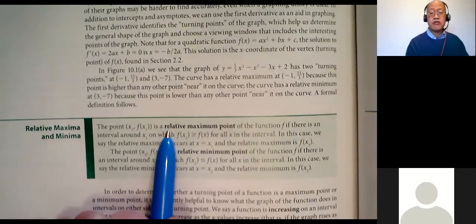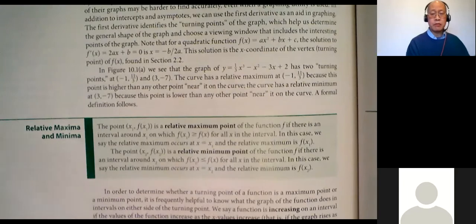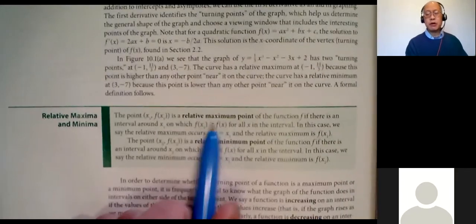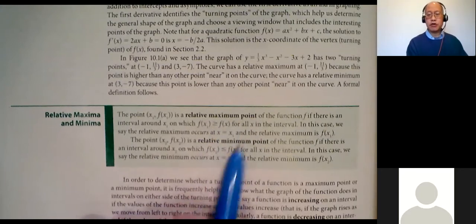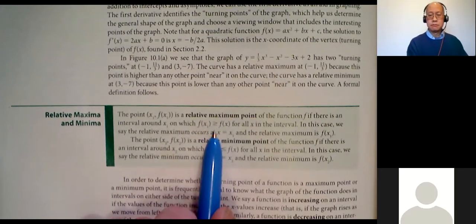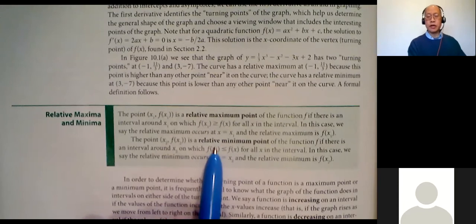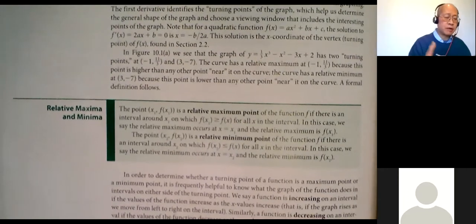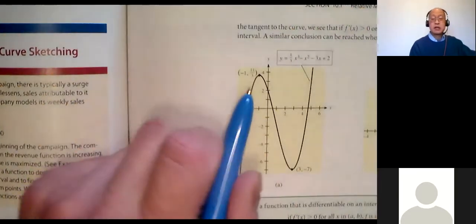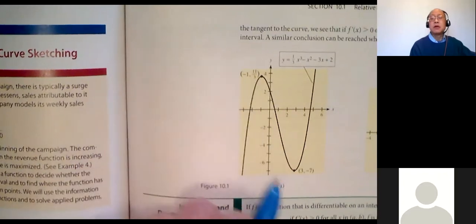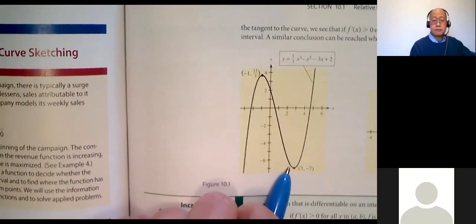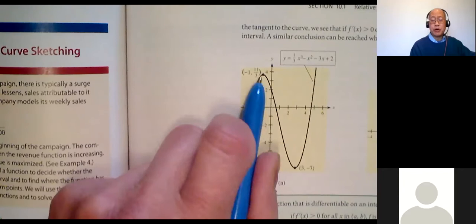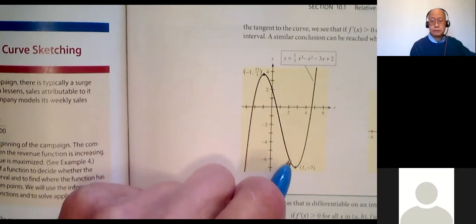Relative maximum, relative minimum, page 630. Now, I don't think you have to put all this on your next cheat sheet, your next formula sheet. It's a very formal definition. There's nothing wrong with it, but I think you can survive without it. I think it's a lot better if you just look at a graph. So here's a picture. This is a relative maximum, relative minimum, right? High point, low point.